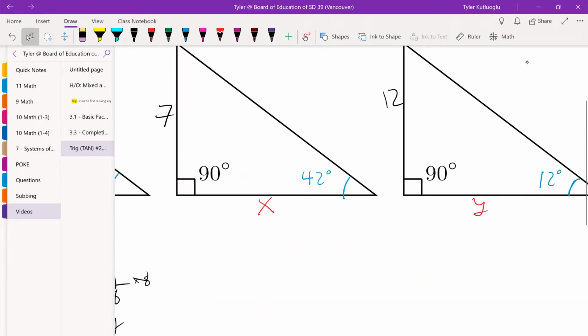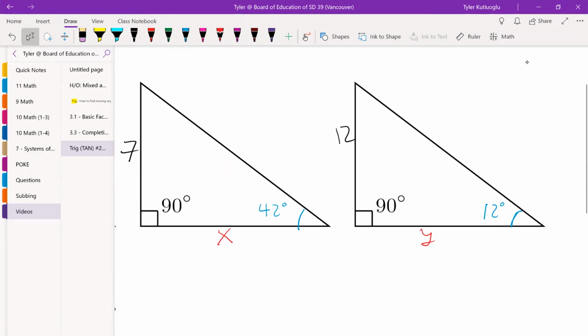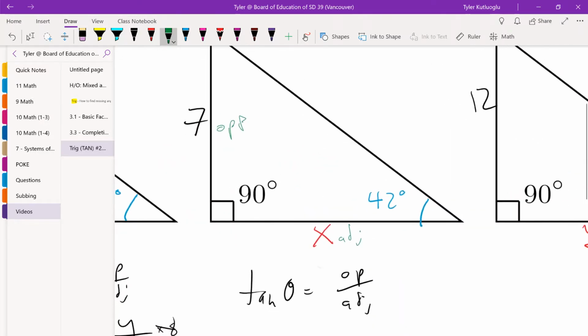Now, these two types of triangles are actually much harder. They work the same way, but we have to do a couple different steps when we're doing the algebra. You start the same way. Tan theta equals opposite over adjacent. Let's label the sides. This is opposite. This is adjacent. So now, we're just looking at this triangle.